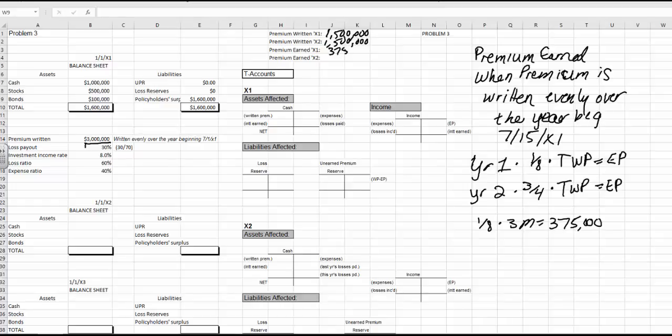Put that back up here. And 3/4 times 3 million equals 2,250,000. So now let's look at the loss payout and how to calculate losses paid and loss reserves.